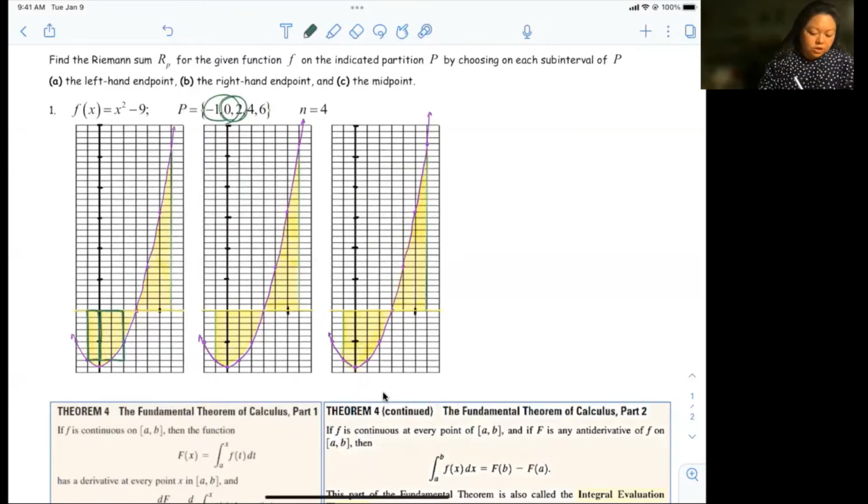Next rectangle is from 2 to 4. This is where it gets a little tricky. 2 to 4, you see how it is both below and above the x-axis. So you still want to stick to your left endpoint. So use your left endpoint here to draw your rectangle. And the last approximation will be from 4 to 6, using the left side to draw my rectangle.